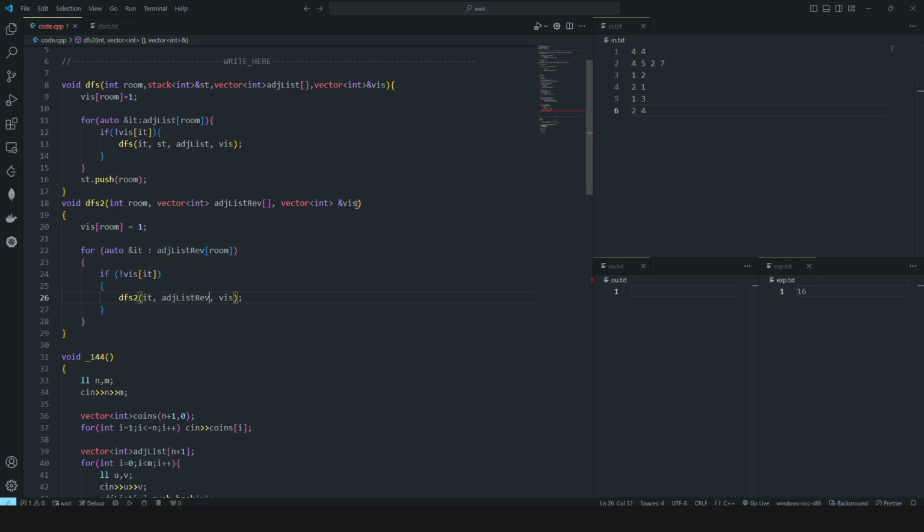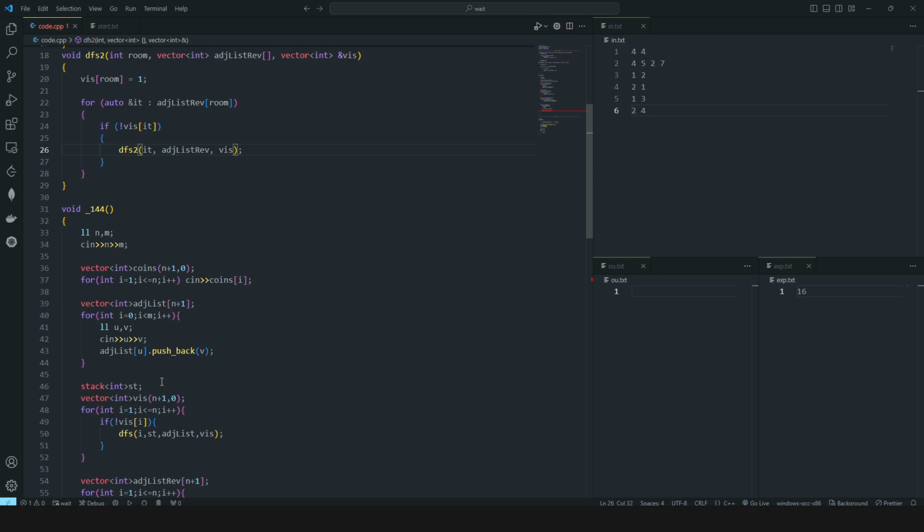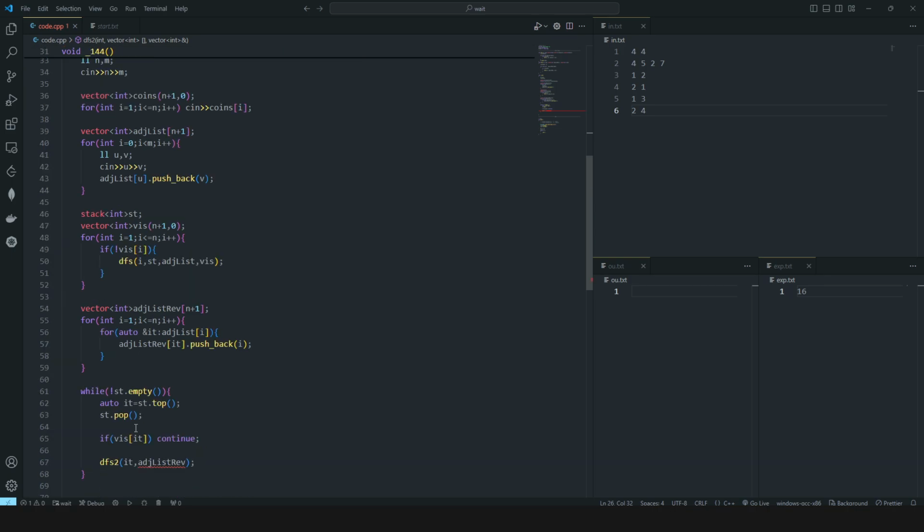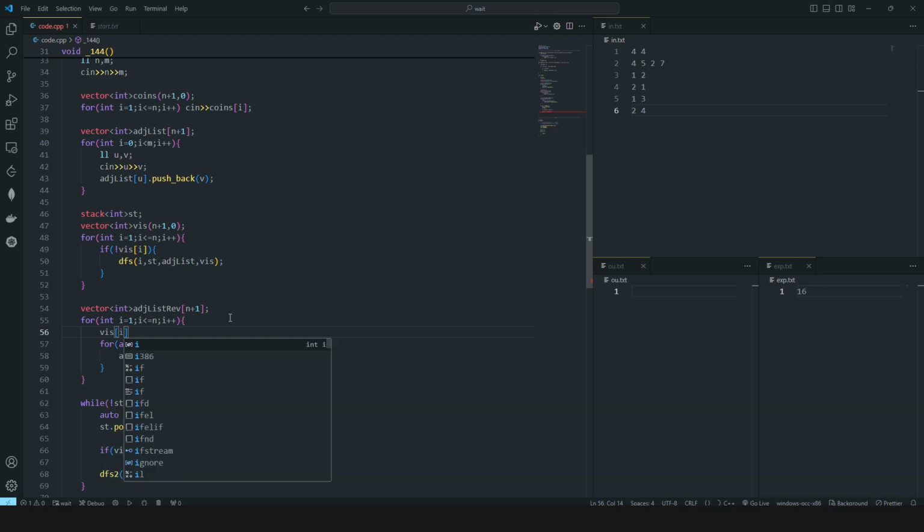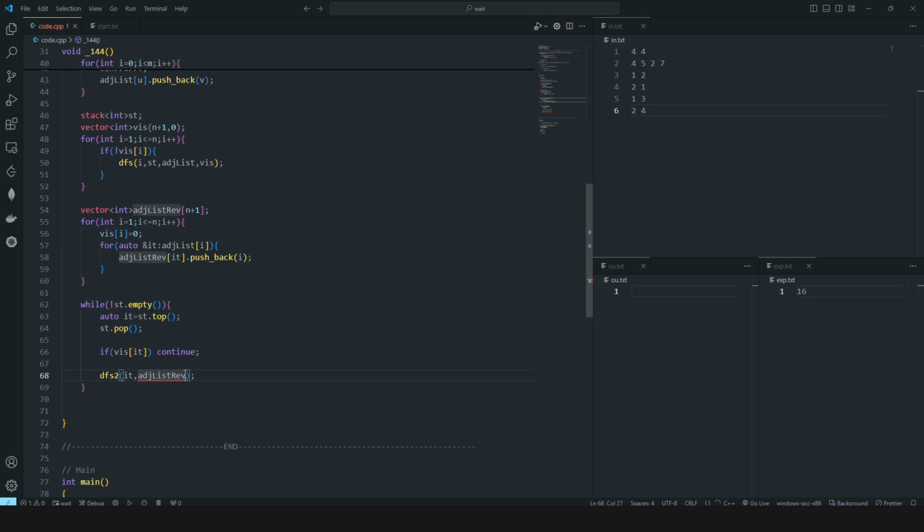And one more thing to notice, that when we called the DFS function for the first time, we visited each and every node. So before calling this DFS2, make sure that each and every node is unvisited again. So just here do this visited I equal to 0, so it will unmark this automatically, right? And we will be passing the visited here.